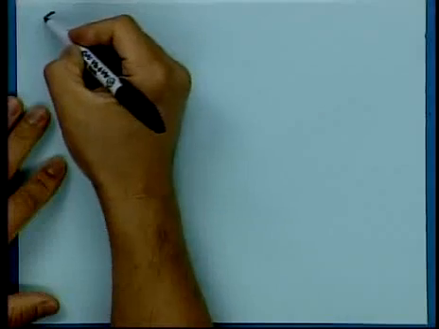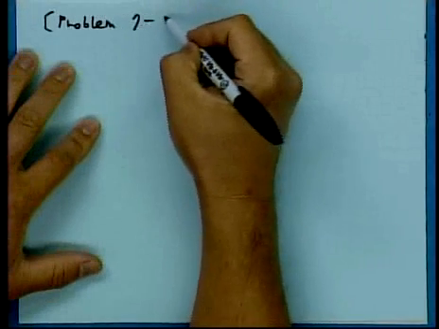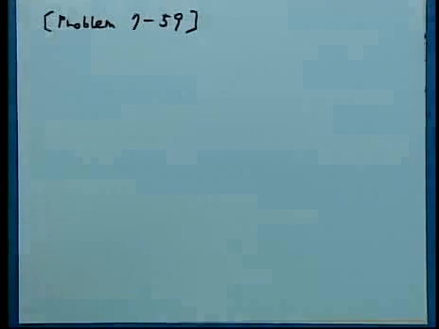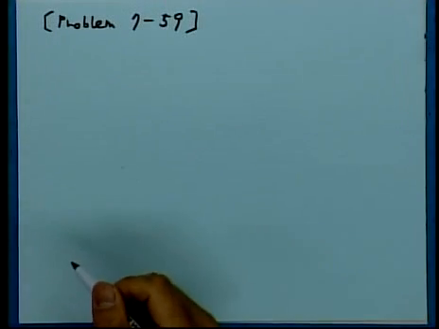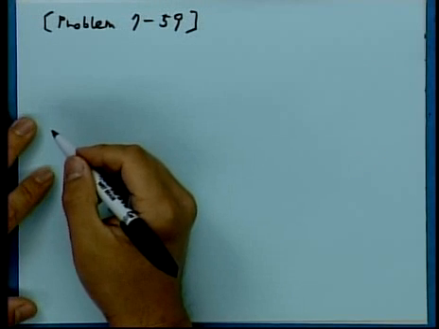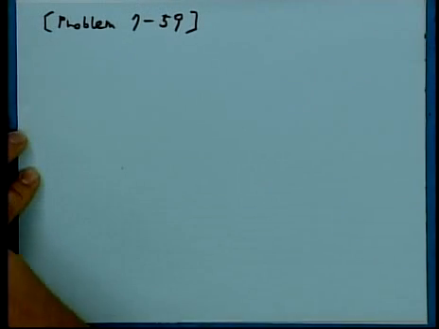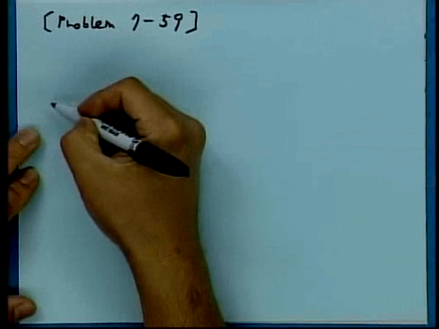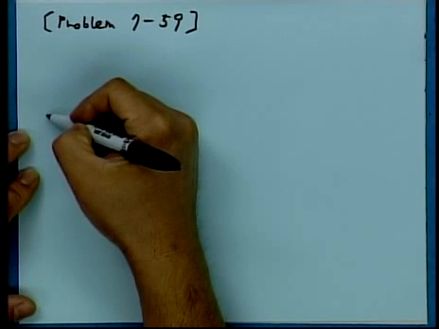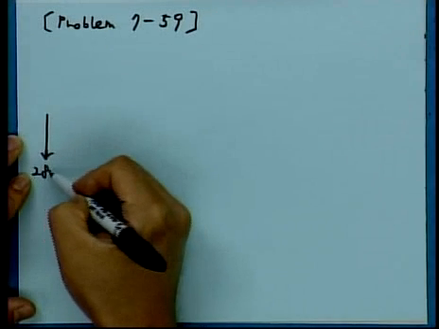Okay, so as usual, let's draw the cash flow diagram first. So we are working on problem 7-59. Okay. So she estimates a college education has a $28,000 equivalent cost at graduation. So she estimates $28,000.